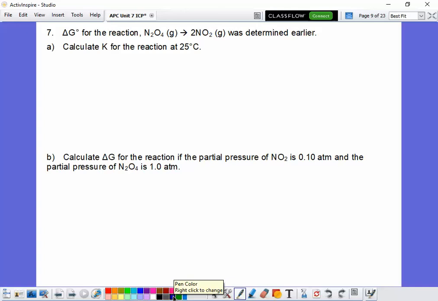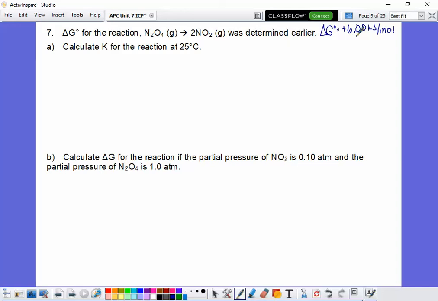The delta G for the reaction N2O4 going to 2NO2 was determined earlier. Actually, your packet gives you the delta G. I forgot that I had changed around your packet. I had eliminated the problem where we actually calculated it, and I didn't update my flip chart. So what is the delta G given to you? All right, positive 6.00 kilojoules per mole. Cool? Alrighty. So we want to calculate the K for the reaction at 25 degrees Celsius.